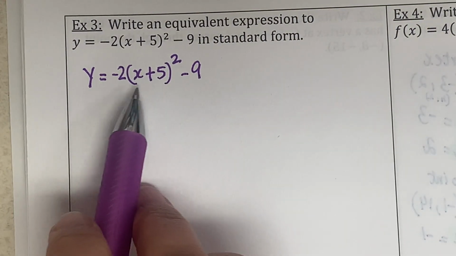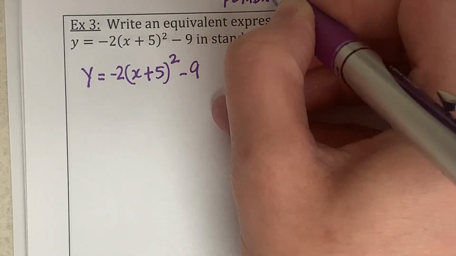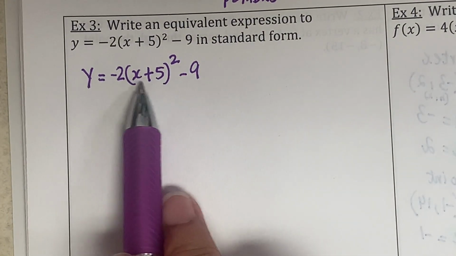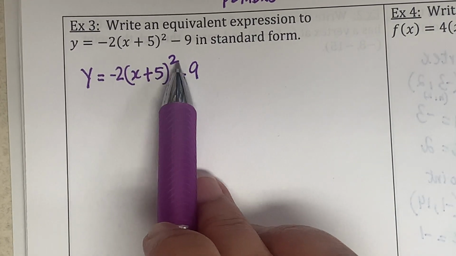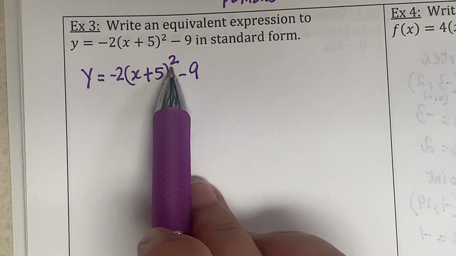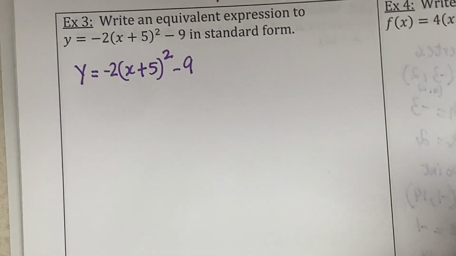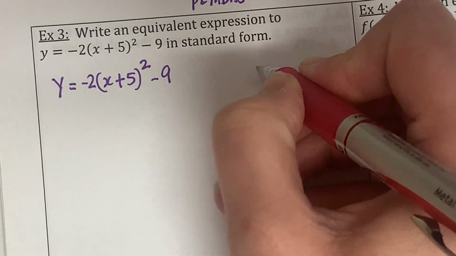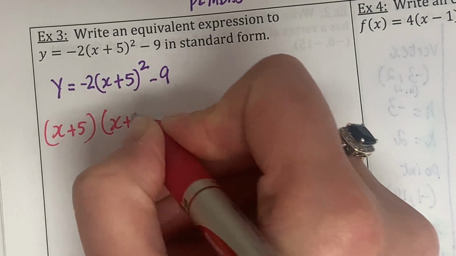Your first step is PEMDAS. I have to solve parentheses, but inside the parentheses is x plus 5. I cannot add those. But outside of the parentheses is a square, so I have to deal with that exponent first. So I have to expand that (x plus 5), and that would be something like (x plus 5) multiplied by (x plus 5).